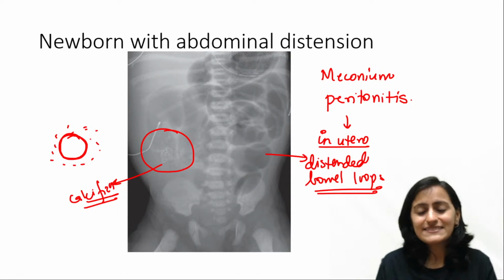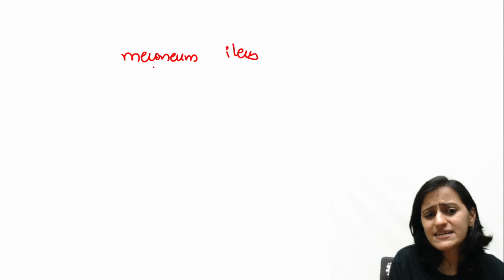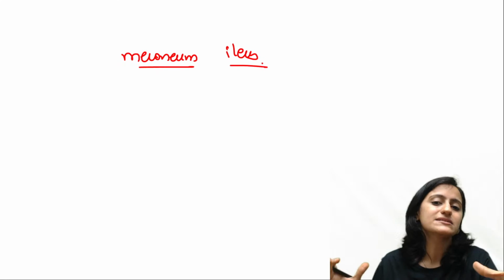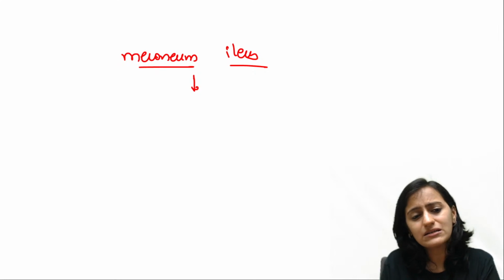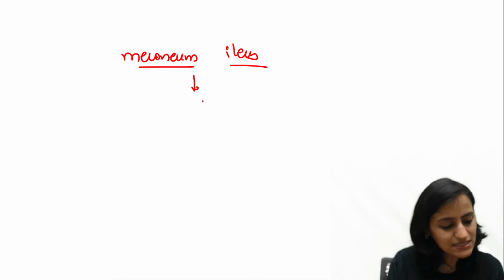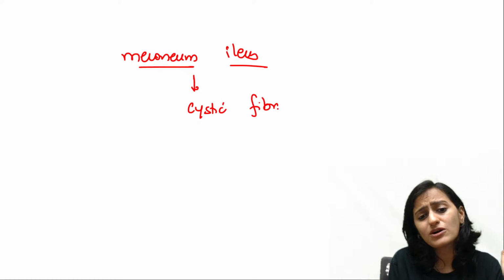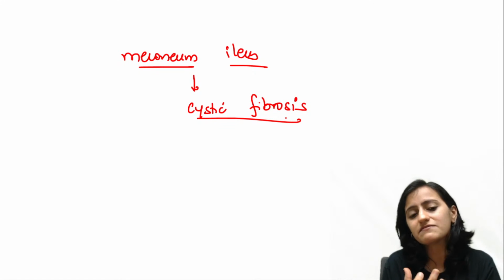Alright. Yes. In your meconium ileus, when we say there is meconium ileus, basically the meconium is not going ahead and that is causing the ileus, the dilatation of the bowel loops. Why is the meconium not going ahead? Because it is very, very viscous. It is associated with which condition? It is associated with cystic fibrosis, where the secretions are very, very viscous.